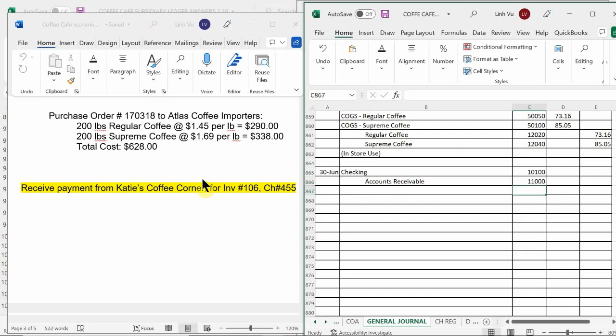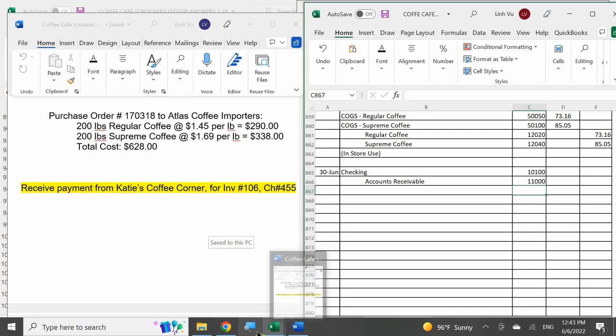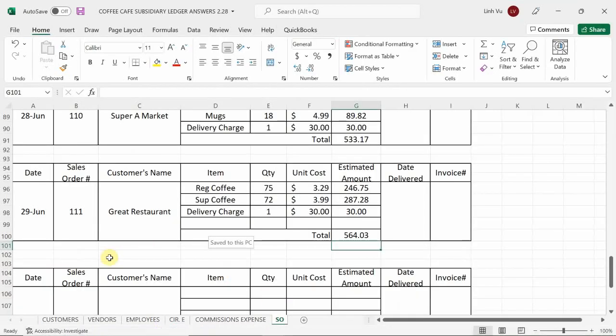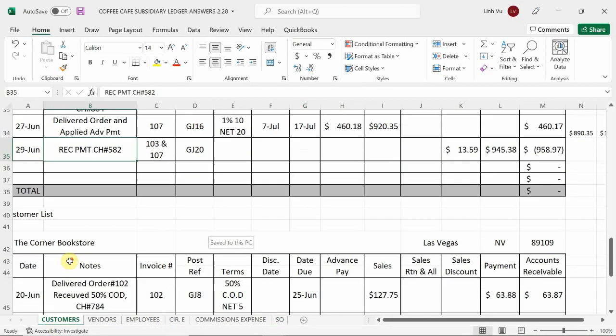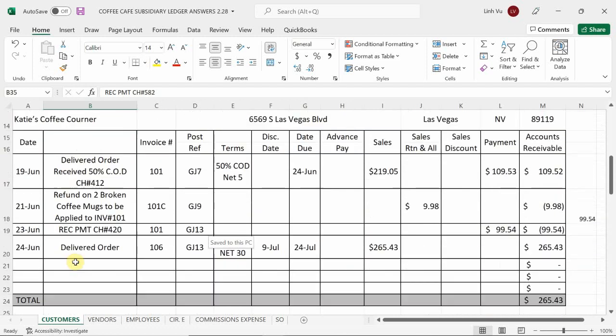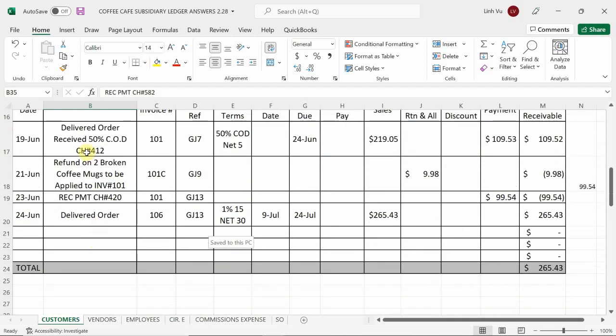Let's check the total amount she owes on her records. We're going to go to customers and locate Katie. Here's Katie's Coffee Corner. So far we have invoice number 101, which she has paid for, and here is her last invoice that we sent out to her on the 24th of June, invoice number 106. She owes $265.43.